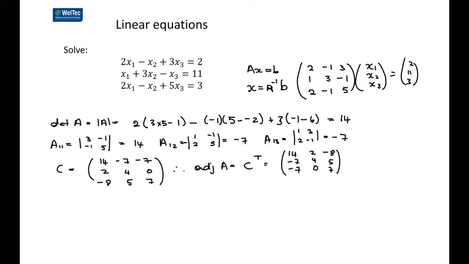And then to finish finding the inverse, that's going to be the transpose of C times 1 over the determinant. The determinant we figured out was 14.